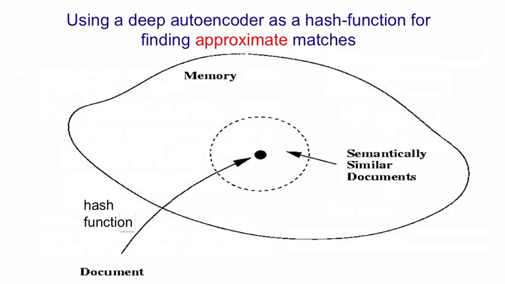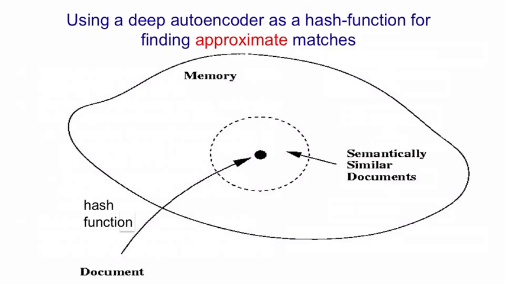So the idea is that we take a document and we use our deep autoencoder as a hash function that converts a document into a 30-bit address. Now we have a memory with 30-bit addresses, and in that memory, each address will have a pointer back to the documents that have that address. If several documents have the same address, we can make a little list there.